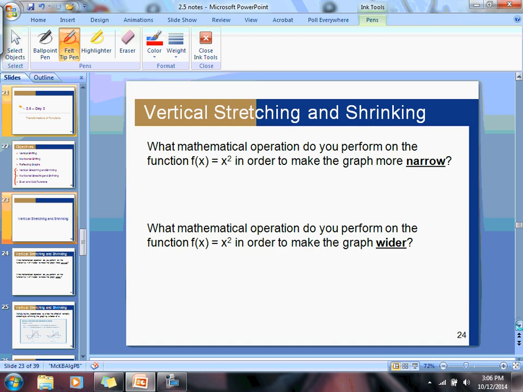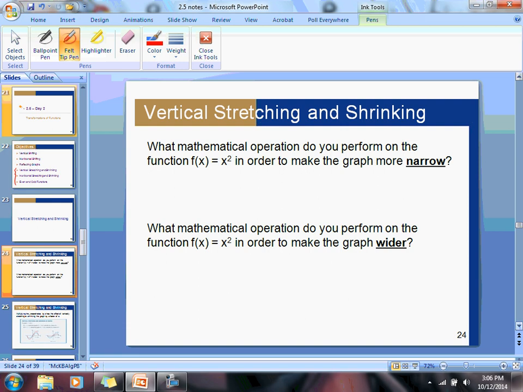Okay, now vertical stretching and shrinking is where you make the graph taller or you make it shorter. So what mathematical operation do you perform on a function to make it more narrow? Now that's narrow visually because you're making the graph taller. You're kind of pulling it up.